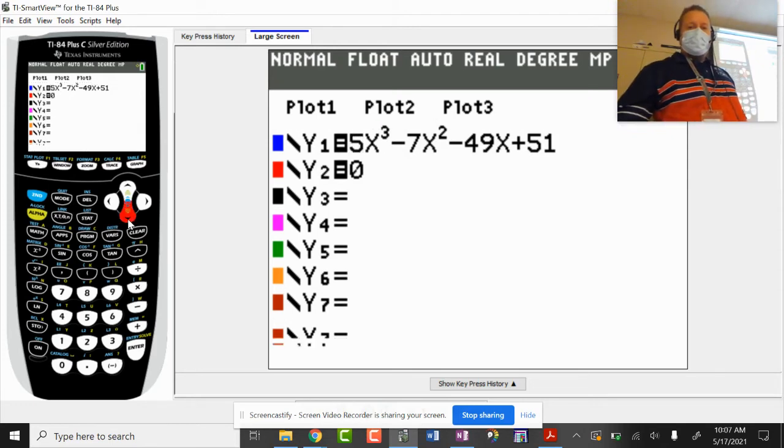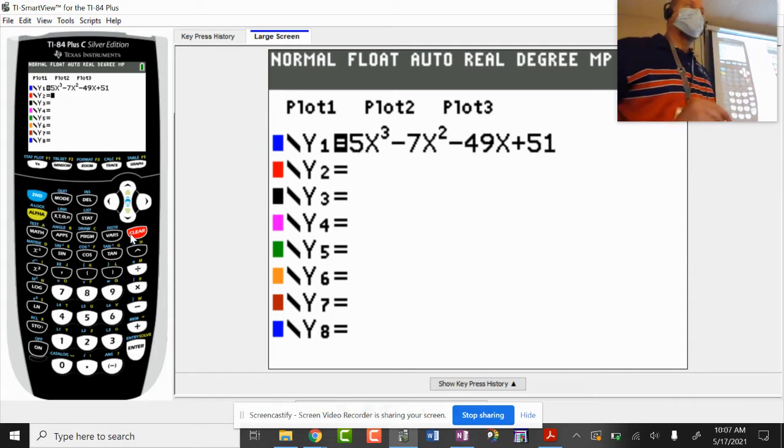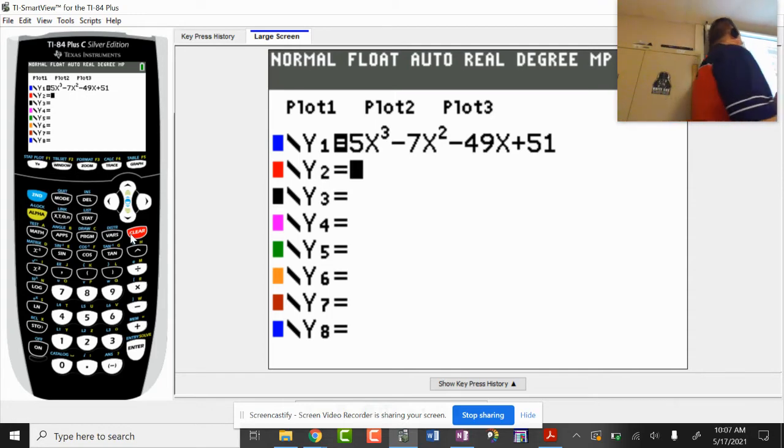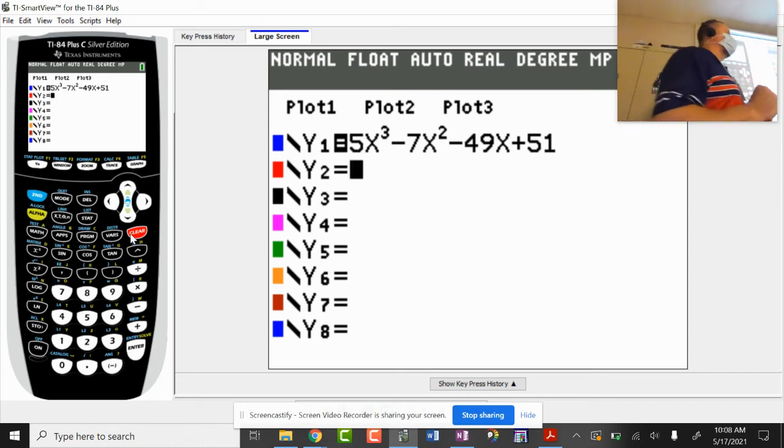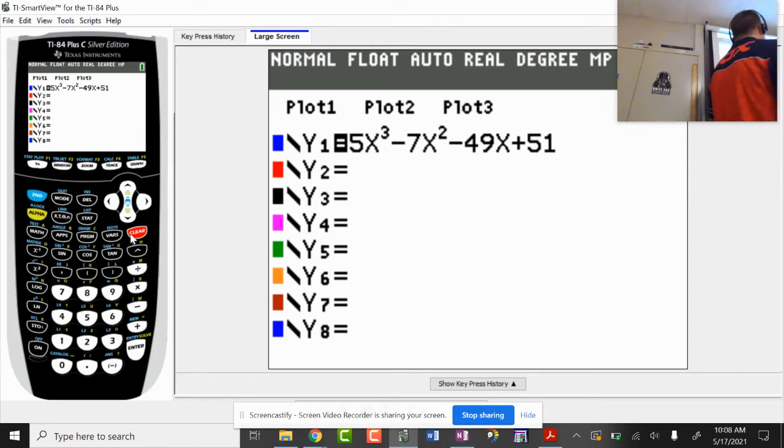Get your calculator out and go ahead and type this in. And then don't worry about that. I'll show you what that did for us. So hit y equals, type in 5x cubed minus 7x squared minus 49x plus 51. You can see your paper too. I gave you the notes so you can go from there.